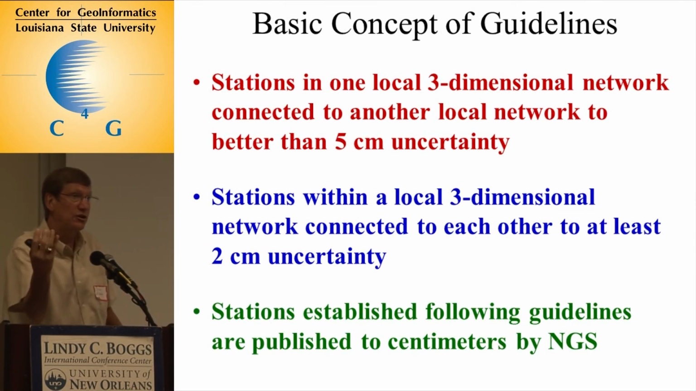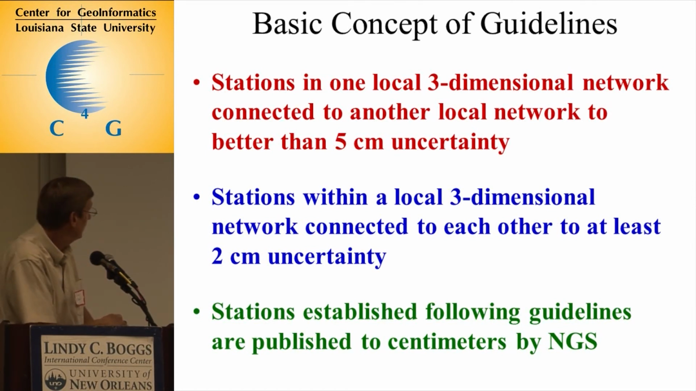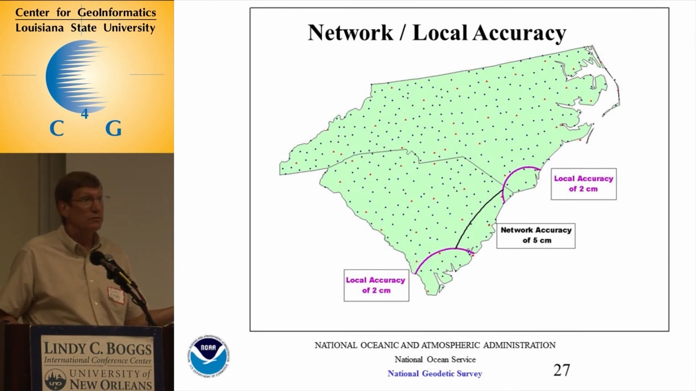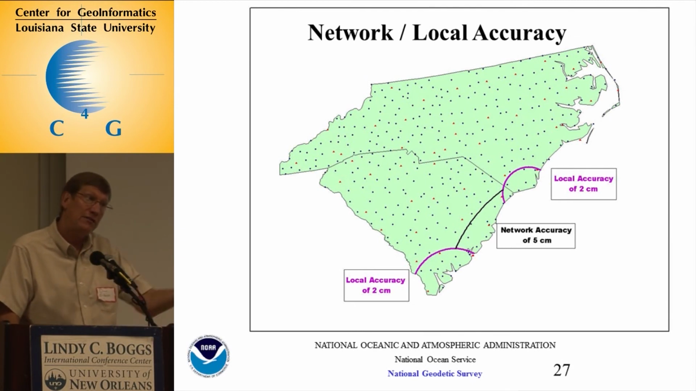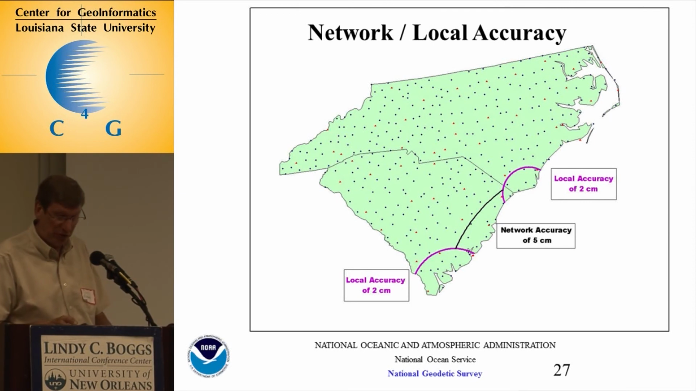Each one of the local stations I know to 2 centimeters. 2 centimeters between here and here, 5. That's what the guidelines are telling you you're doing that way. Could be better, but that's what they're telling them. And stations established following the guidelines are published to centimeters. You saw that by Renee. And here's what I meant. See here, local accuracy could be 2 centimeters, local accuracy 2 centimeters, but from here to here, known it to 5 centimeters. Now, once again, now that they have the NSRS and they're redoing a lot of it, you may find that this is even better than that. But that's what the guidelines tell you, what you can do. And that's what the guideline means by that.